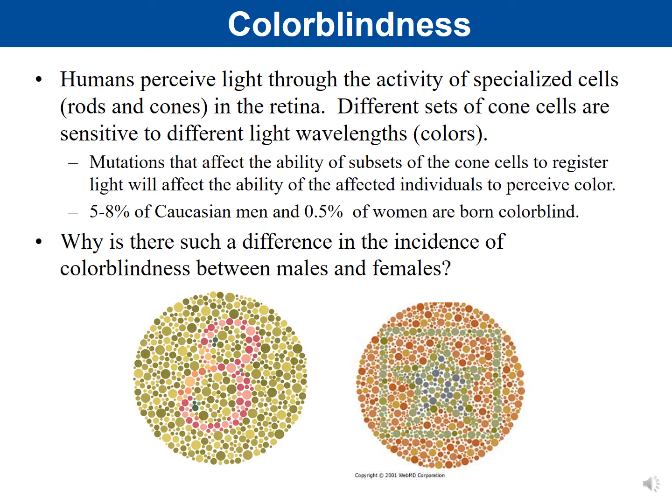On the bottom of the slide, you can see some examples of images that people would look at to try and see if they were colorblind. If you look at the one on the left, what number do you see in the circle? You see an 8. If you look at the one on the right, you can see a box, and within it is a star. Those would help you to determine if color blindness is present.